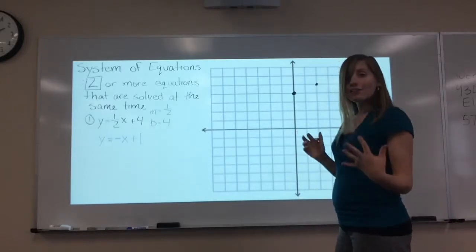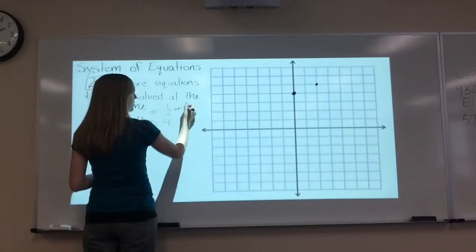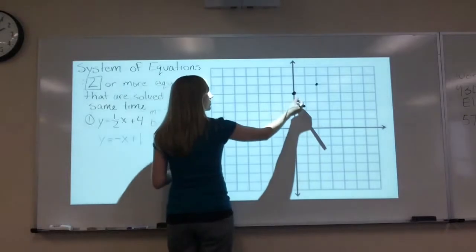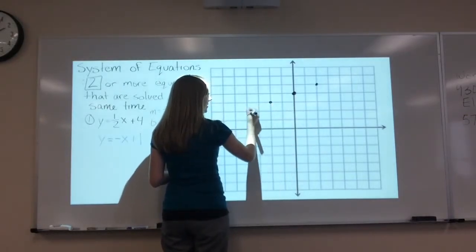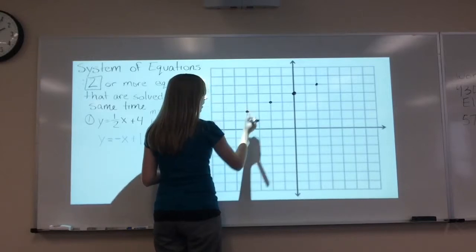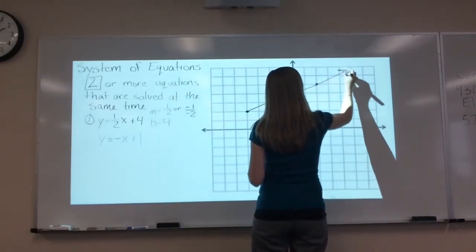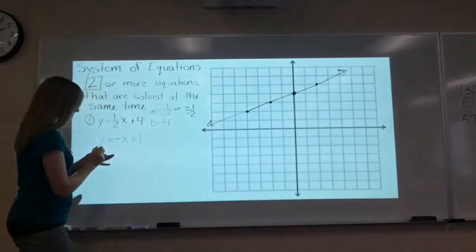After that, we can also do the opposite. Instead of positive 1/2, I can do negative 1 over negative 2. So I can go down 1 to the left 2. Down 1 to the left 2. Just so I have a few points on the graph. And then we'll go ahead and connect them with a line. So that's graph number 1.